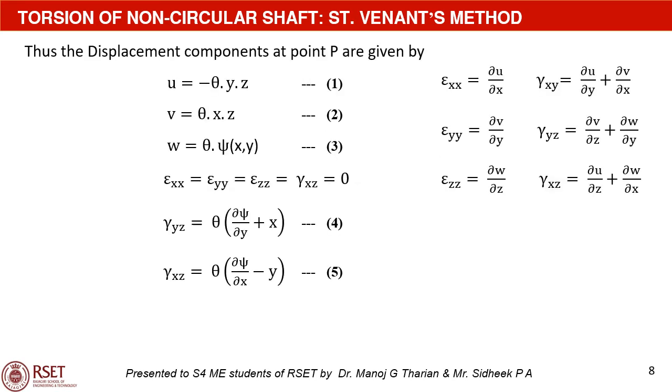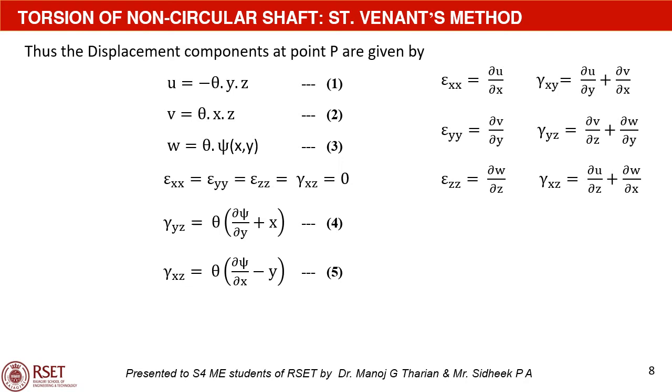We see that the displacement components of a point P whose coordinates are x, y, z in a non-circular shaft which is subject to a torque T is given by u is equal to minus theta y z, v is equal to theta x z, and w is equal to theta psi of x, y, where psi of x, y is a Saint-Venant warping function.